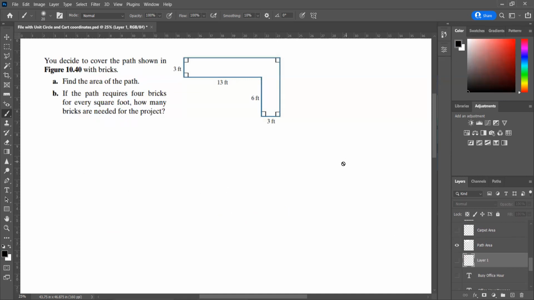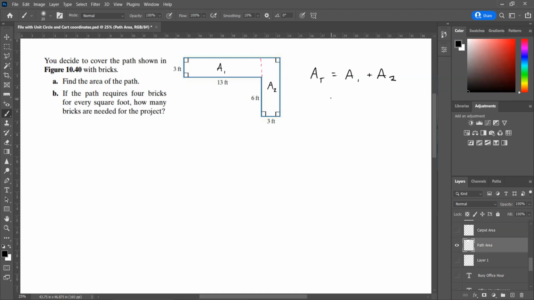So maybe we've got a pathway like this, and they give us some lengths, and we need to determine how much area is in this path. Well, we've got a couple of options here. Notice that the full area is not a rectangle. We could potentially split this so it was 2 rectangles. Now we could find the area of rectangle 1 and the area of rectangle 2 and add those together. So the total area would be the sum of the 2 sub areas.